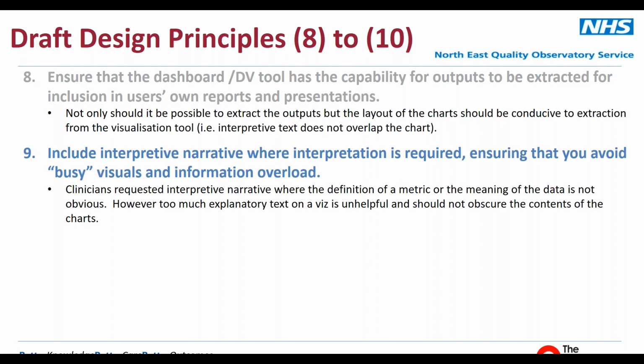So as we said, there was an indication for narrative explanations. These come in a variety of forms, either how a metric is defined, what the data itself is showing, or even a summary statement of what's happening in the area to date. The clinicians still wanted these. However, too much text on a visualization means you can't actually see the graph clearly. And so we have to make sure that you don't obscure the graph, and you have a way of making sure that the information and interpretation is present.